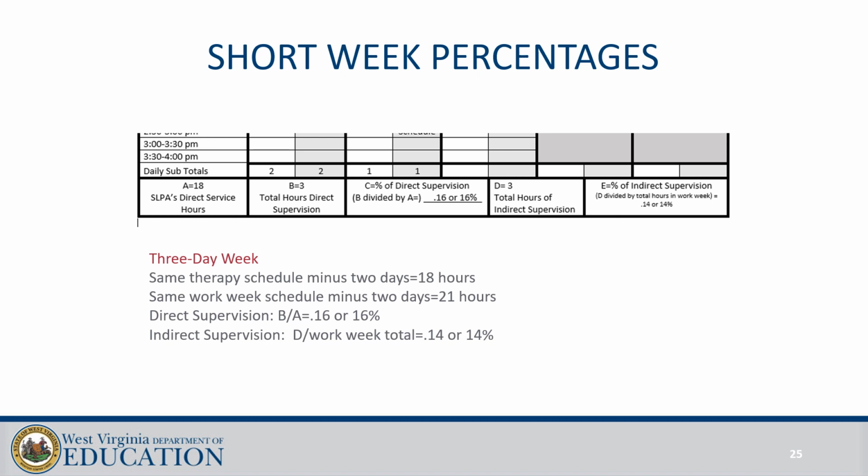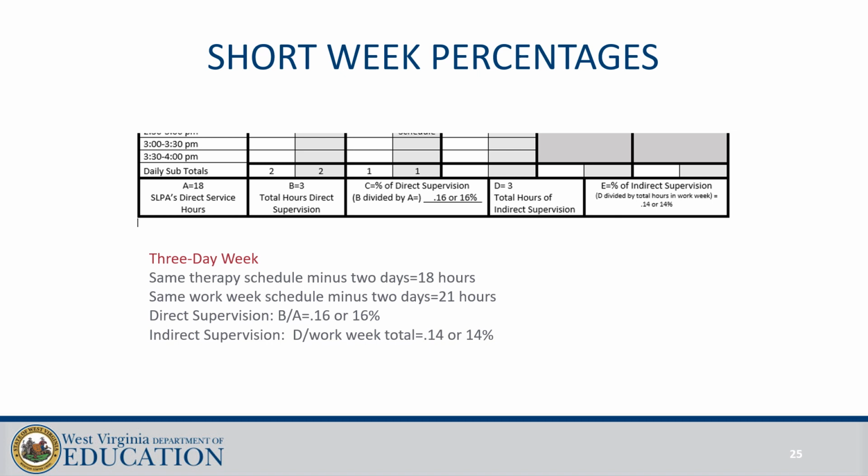Let's assume that the therapy schedule is the same amount per day, 6 hours per day. If we take 2 days or 12 hours from the original total of 30 that we had before, we have a therapy schedule of 18 hours. If we take 2 7-hour days from the work week, we have 21 hours remaining, or 3 days.